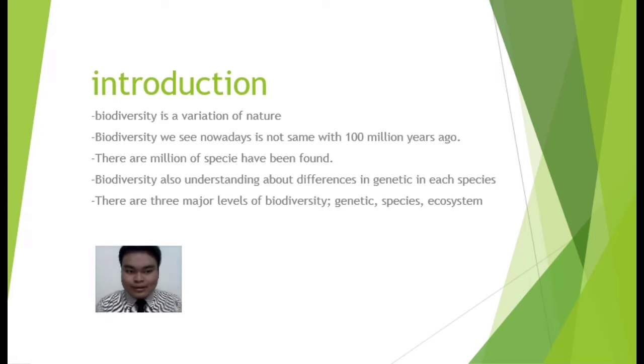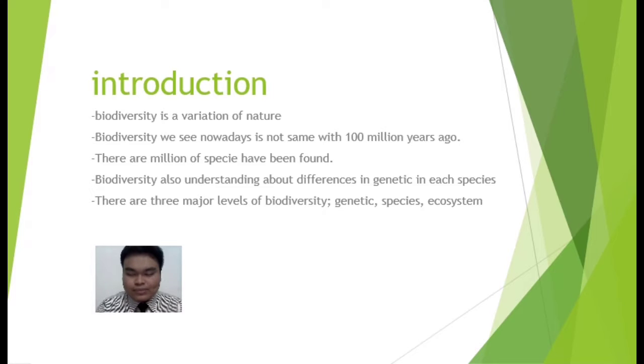We can understand that biodiversity is a variation of nature in natural system. Besides, biodiversity can also be understood as plants, animals, and microorganisms. It is the study about genetic and type of species in this creature. It is also about the way they live and what kind of ecosystem they are.